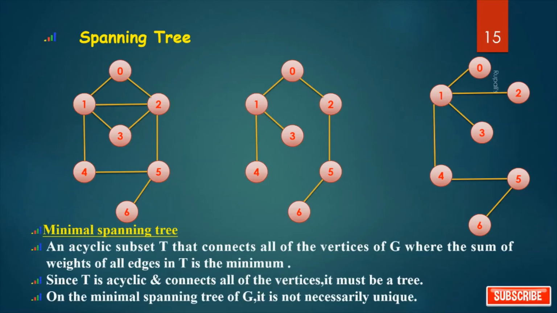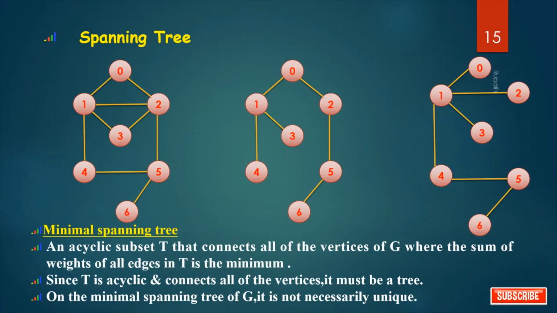Minimal spanning tree: an acyclic subset T that connects all of the vertices of G where the sum of weights of all edges in T is minimum. Means what? It should be acyclic. It connects all the vertices of the graph G. And here the sum of weights means if I assign some weight to these edges, then the sum of weights of all edges in T is minimum. Then it is called a minimal spanning tree.